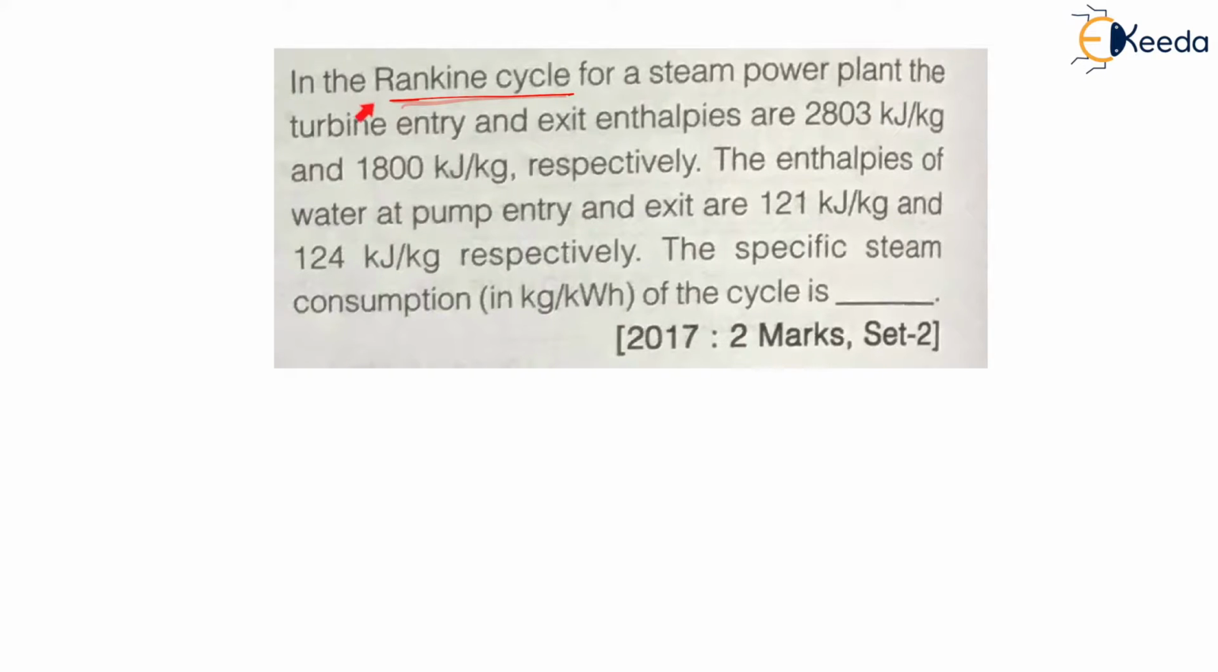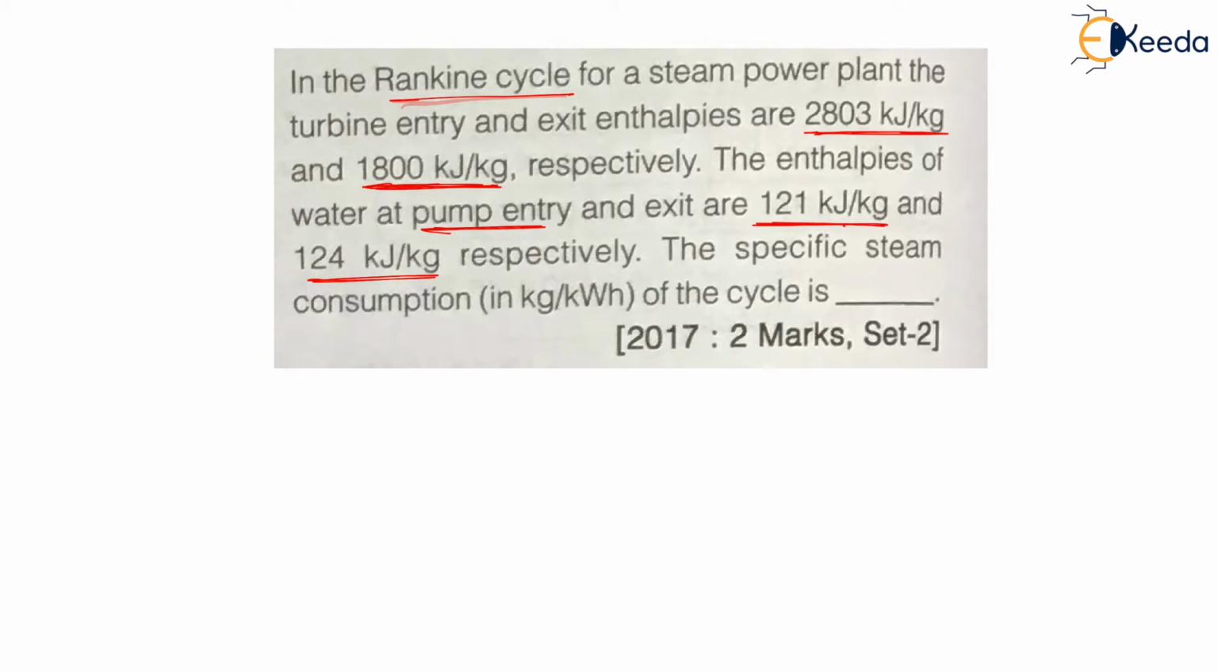Now the question is, in a Rankine cycle for a steam power plant, the turbine entry and exit enthalpies are 2803 kJ per kg and 1800 kJ per kg respectively. The enthalpies of the water pump entry and exit are 121 kJ per kg and 124 kJ per kg respectively. The specific steam consumption in kg per kilowatt hour of the cycle is.